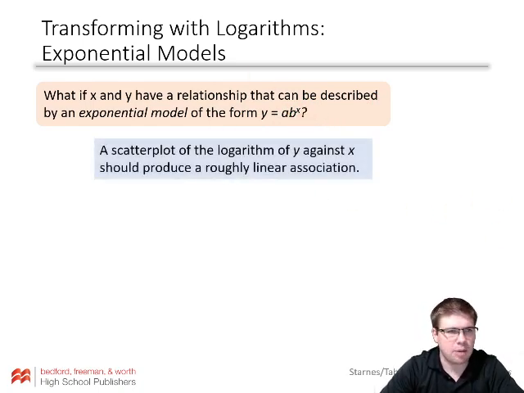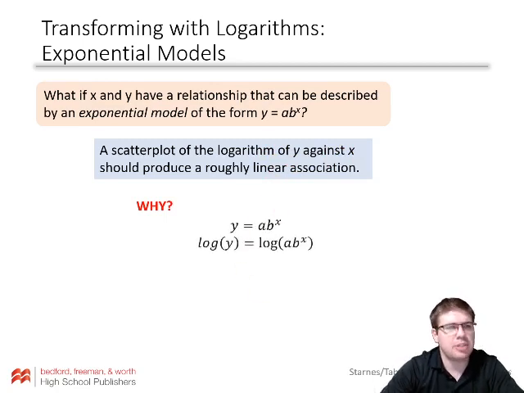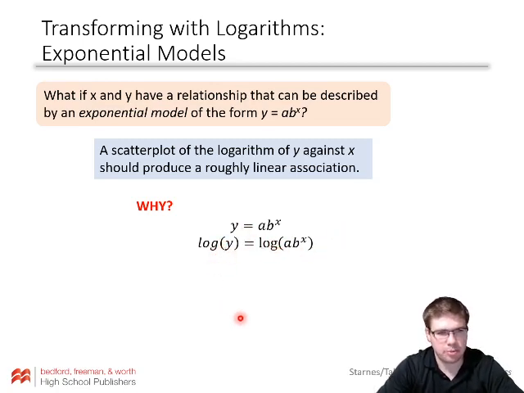So a scatter plot of the logarithm of y against x should produce a roughly linear relationship. So we don't take the log of both, just the log of y against x. So if we take our exponential and we go ahead and take the logarithm of both sides, these should still be equal, this relationship should still be true.